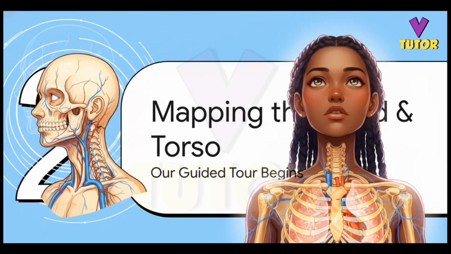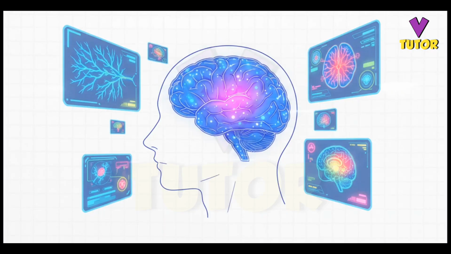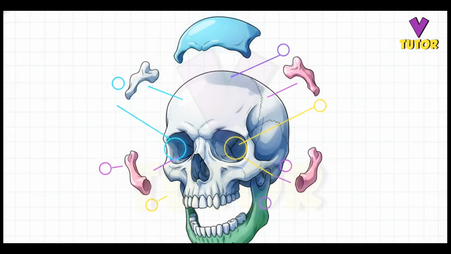Okay, now that we've got the blueprint down, our guided tour can officially begin. We're going to start at the very top and work our way down. First stop, the head and torso. The head is our body's command center, and it is absolutely packed with complex structures and really important landmarks. Let's zero in on a few key reference points. So let's start with the skull itself.